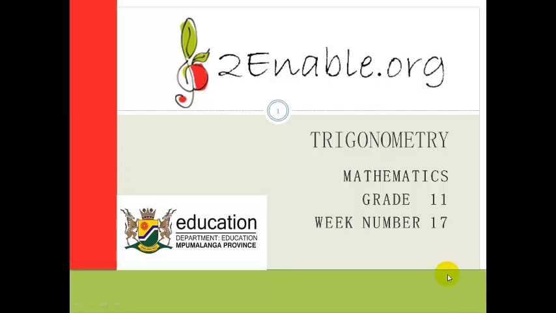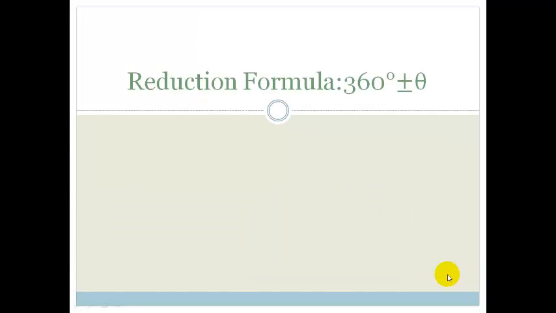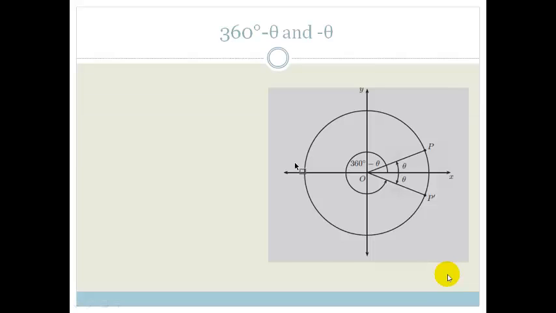Good day, grade 11s. In this lesson, we're going to learn about the reduction formula for 360 degrees plus or minus theta. We're going to do exactly the same as what we did for the 180 plus or minus. We're going to prove it to you.